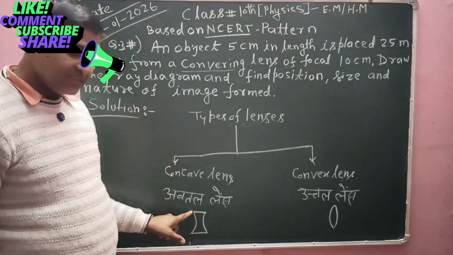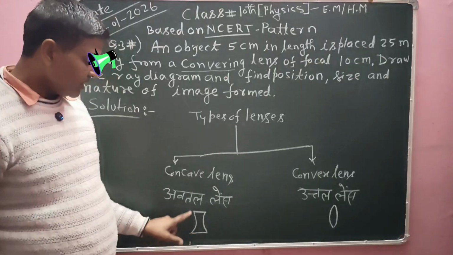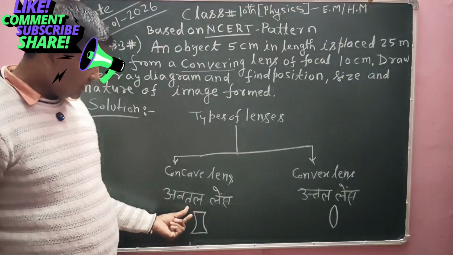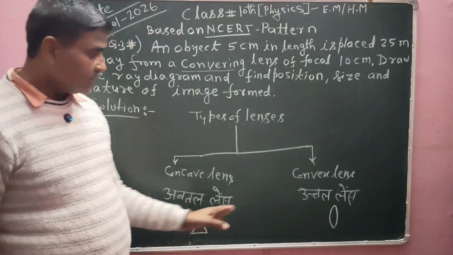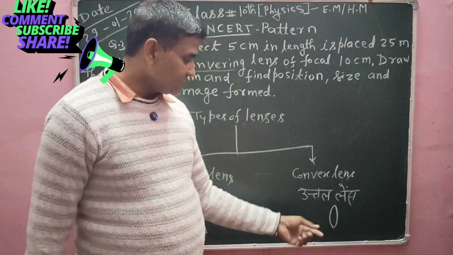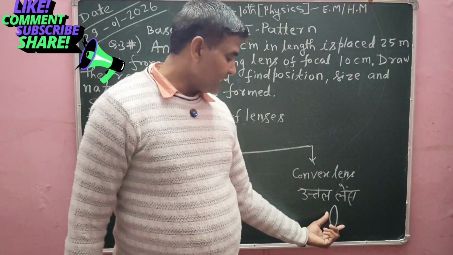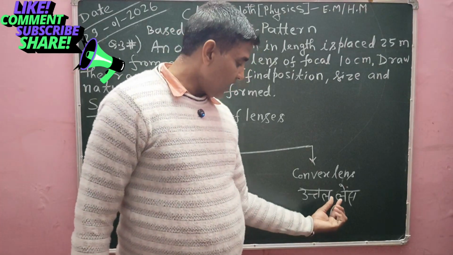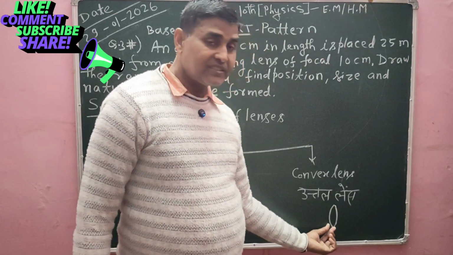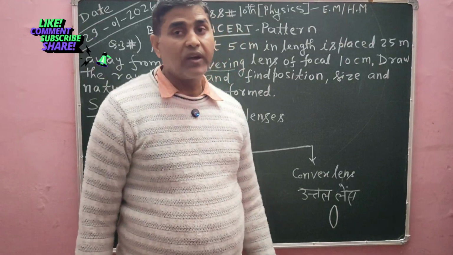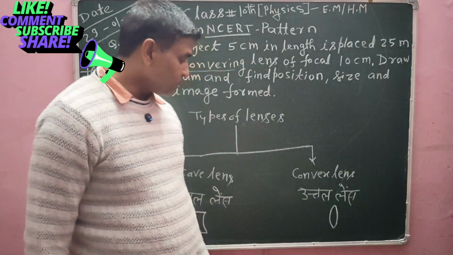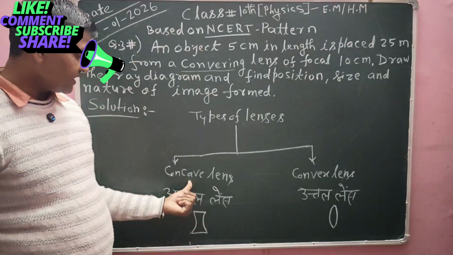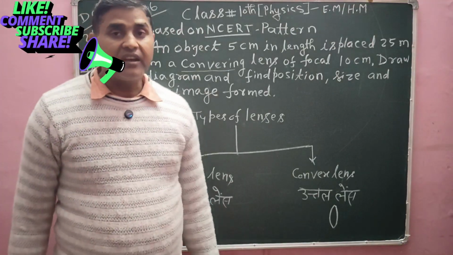In the concave lens, the middle is thin, but the edges of the concave lens are thick. But in the case of the convex lens, the middle is thick, and at the ends of the lens it is thin. This is the concept of recognition of these two lenses: the concave lens and the convex lens.